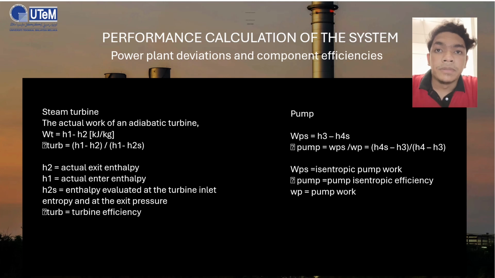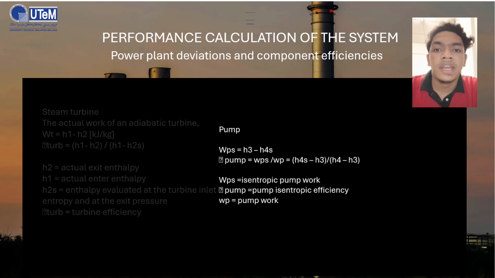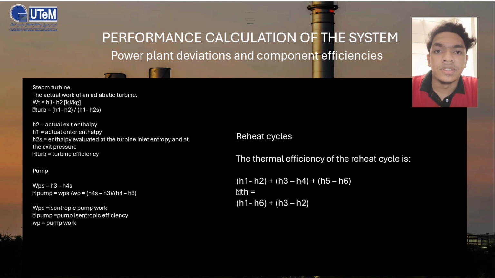And for the power plant efficiency and component efficiency, steam turbine efficiency and pump efficiency can be found by using the formula. For the reheat cycle, we can use the formula given when we find h1 to h6 and apply it to the formula. We can conclude that the Rankine cycle is more suitable than the Carnot cycle because practically the Rankine cycle can be used in the real world, but the Carnot cycle cannot.